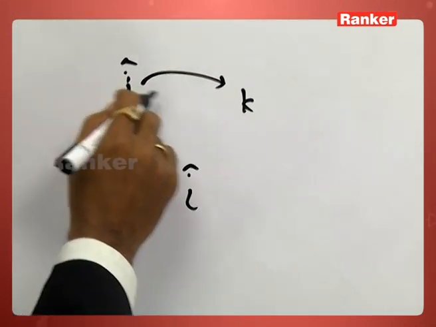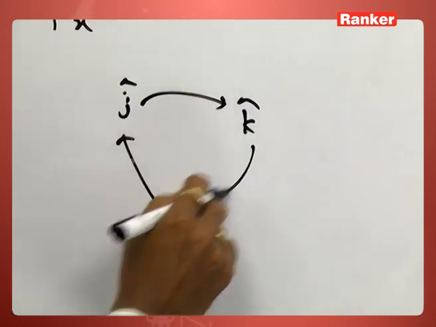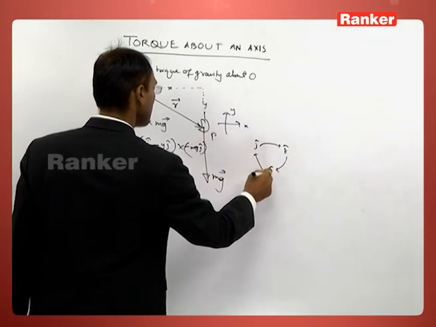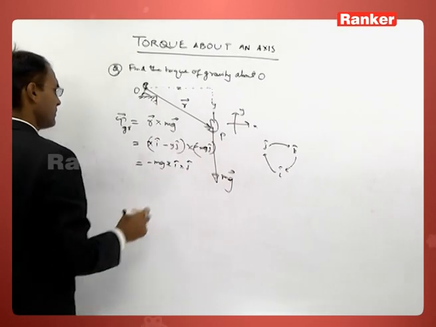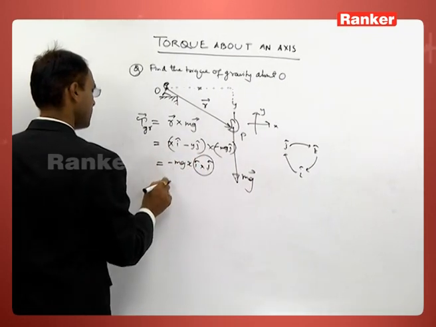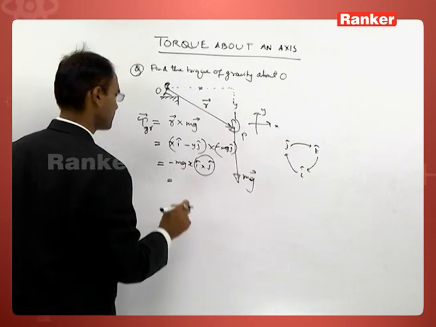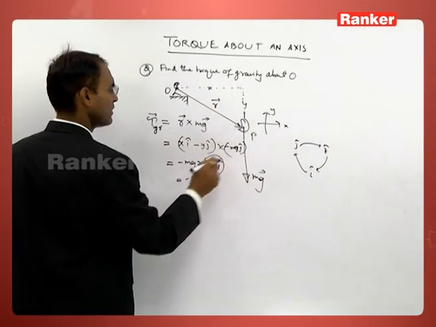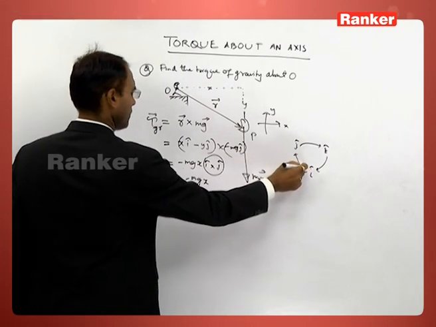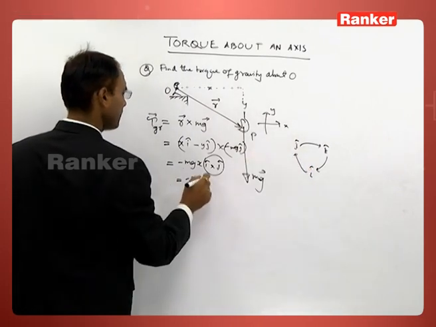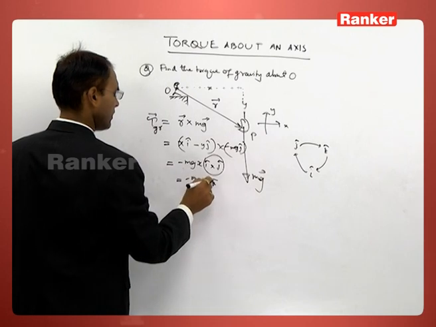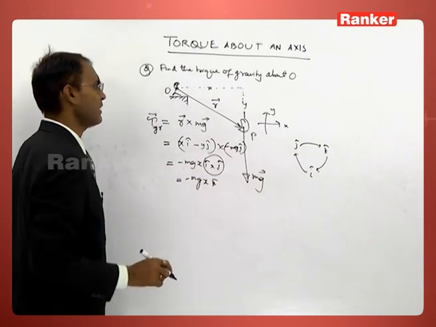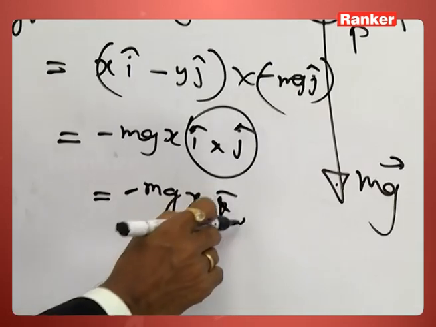J cap cross k cap is equal to I cap. K cap cross I cap is equal to j cap. Using this concept, we have I cap cross j cap. We can write k cap minus mgx k cap, and x is a constant quantity.